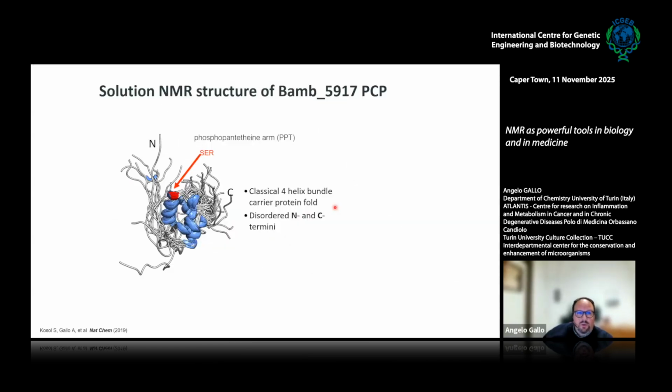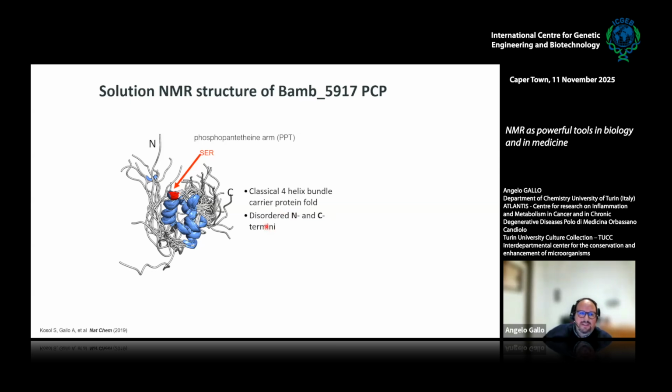So let's have a look immediately. We did the solution state NMR structure characterization of the PCP17, where we managed to see where the serine sits and the phosphopantetheine arm is attached. As you can see, the classical 4-helix bundle is still there. The difference from other systems is that we found disordered N and C termini.